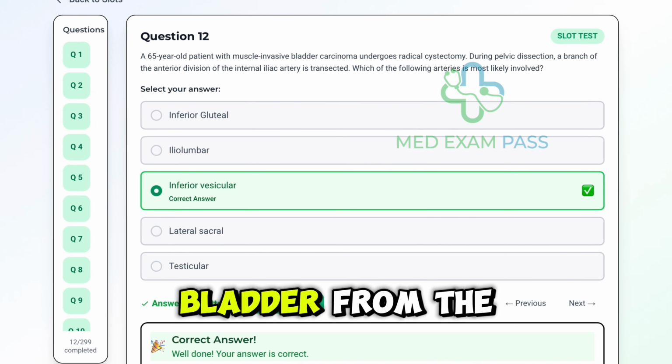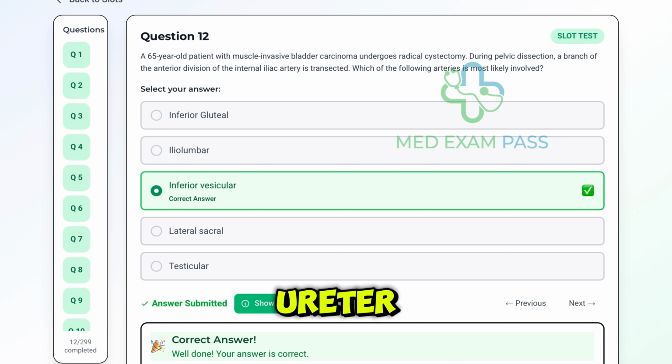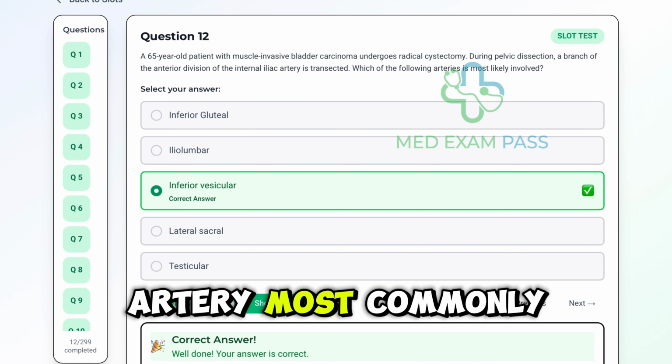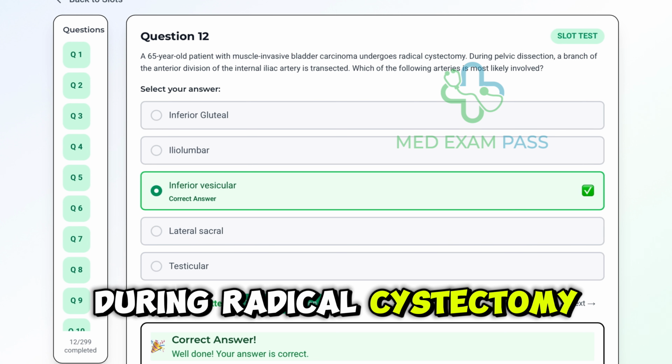It supplies the bladder from the base, then the prostate in males, the seminal vesicle, and the distal ureter. It is the artery most commonly encountered and at risk during radical cystectomy.